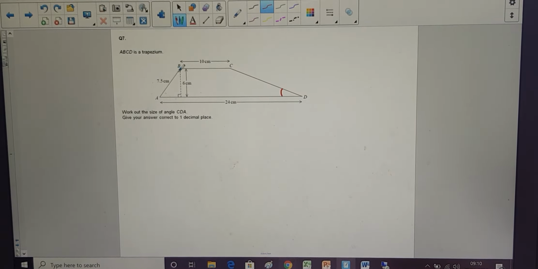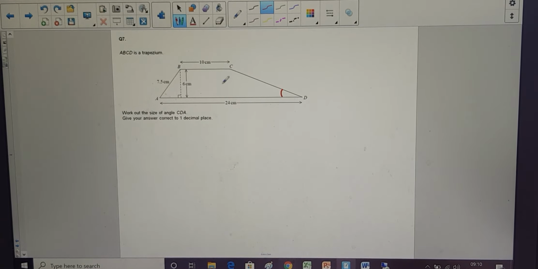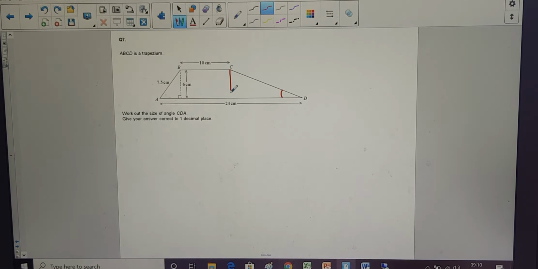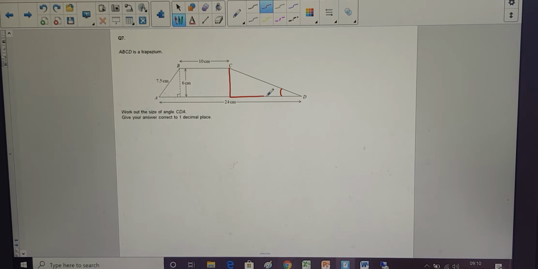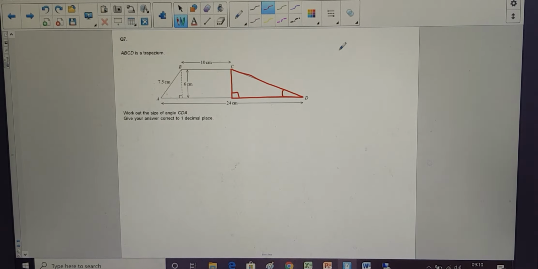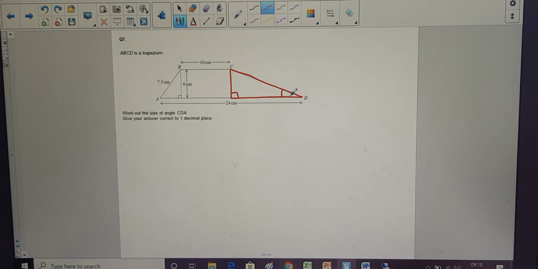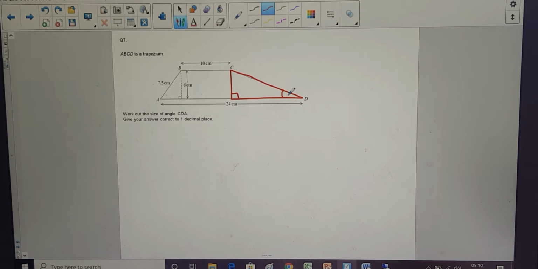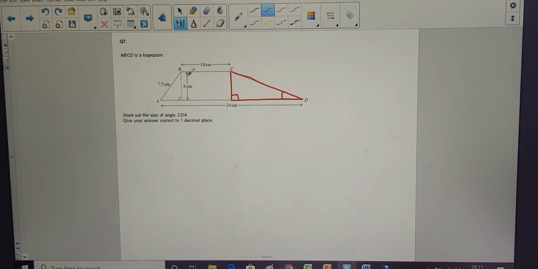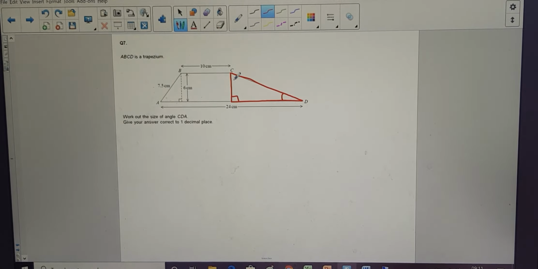So my original thinking is, if I made a right angled triangle here, and I had two lengths, then I would know that I could use SOHCAHTOA in order to work out what this angle is here. Well, I already have one length because that height there is 6 centimeters, therefore this height is 6 centimeters. The problem is I don't know what either this length is or this length is, so I need one of those.